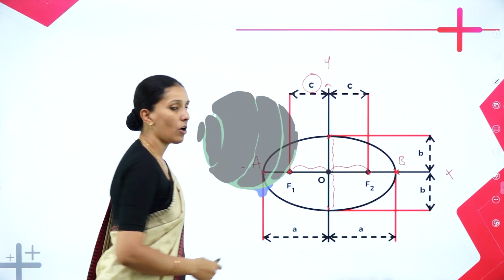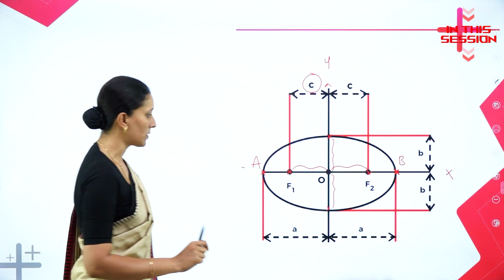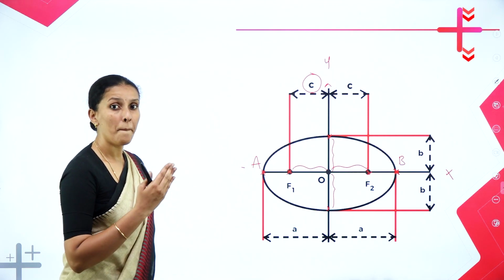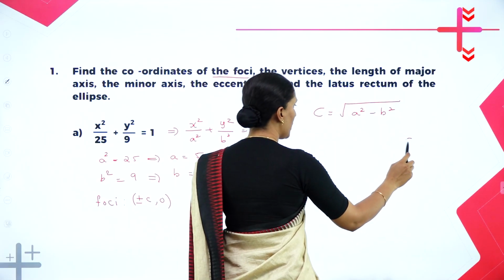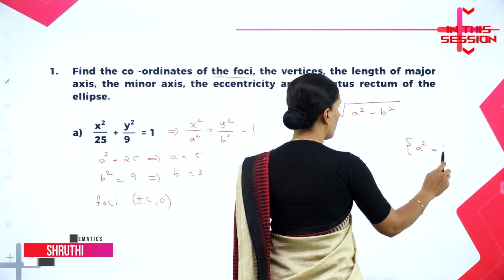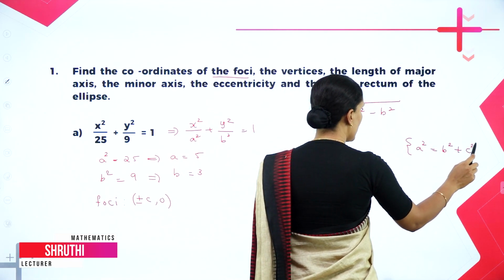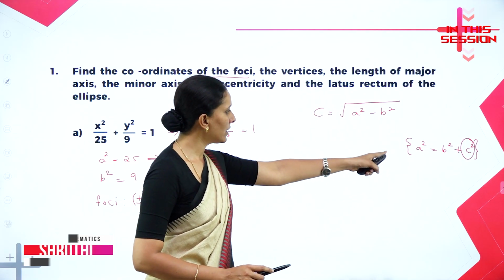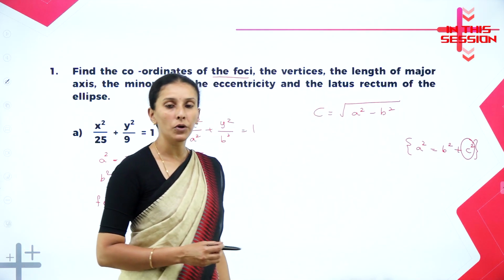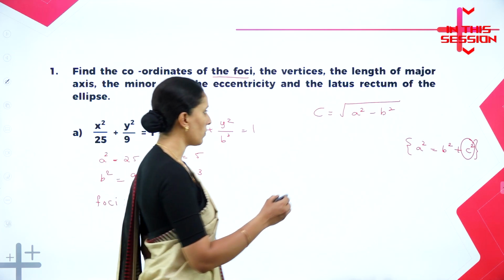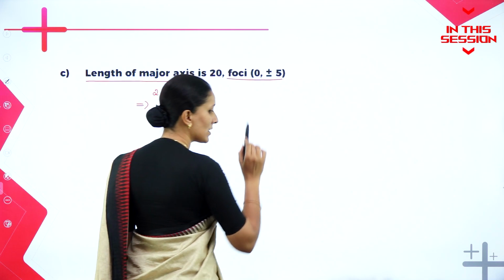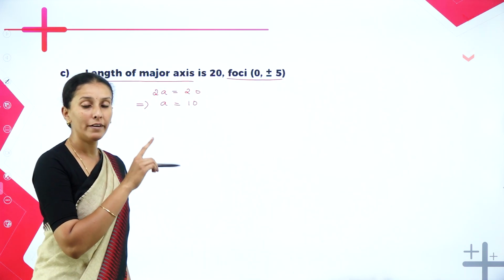Here A and B are called the vertex of the ellipse. So vertex means it is the end points of an ellipse on the major axis. The general equation is A square is equal to B square plus C square. Since we are supposed to calculate C square here, if we alter this relation, we will get C is equal to root of A square minus B square. And when you observe the foci, 0, plus or minus 5 is a coordinate on the y-axis.